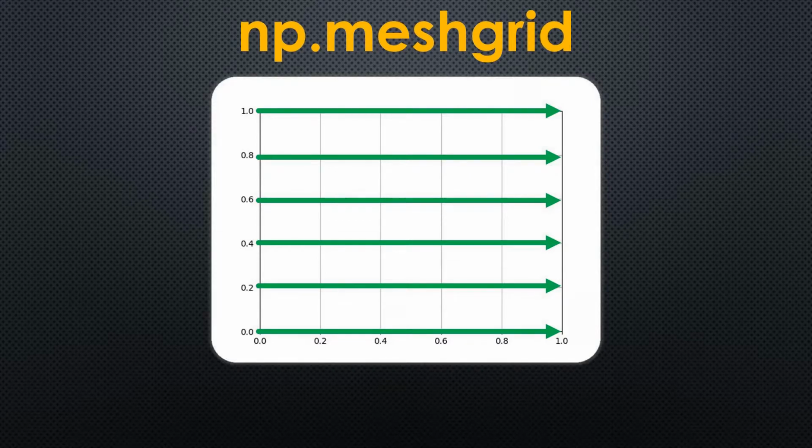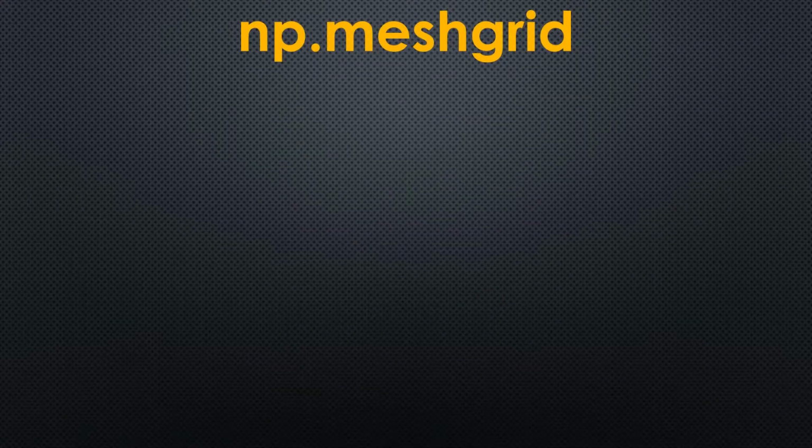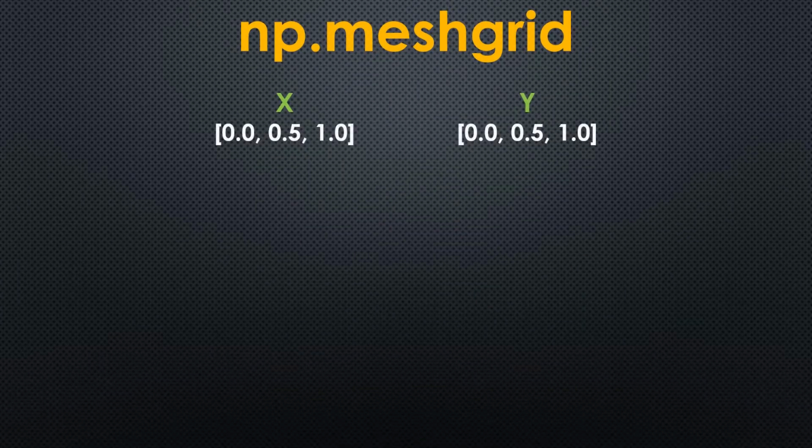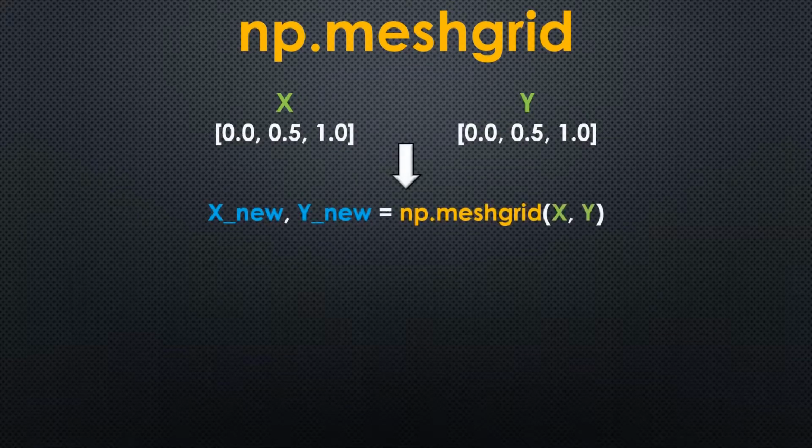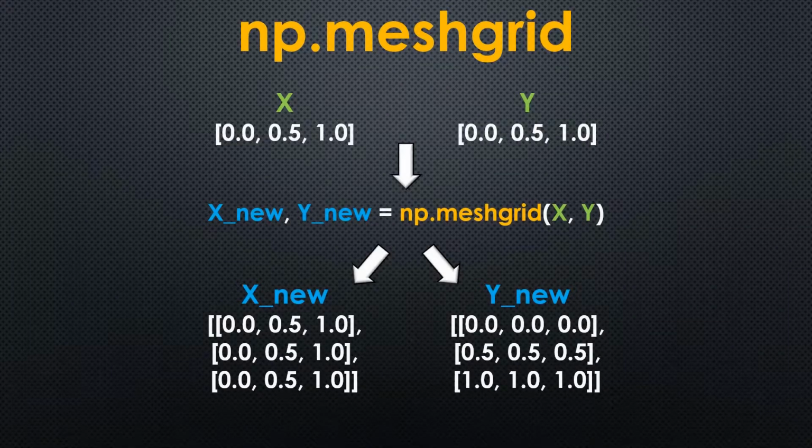Let's look at an example to make things easier to understand. If we have three values on each of the x and y axes, say the values 0, 0.5 and 1, we can mesh these together and produce two new arrays. As you can see, the X array now contains the X coordinates of every point in every row. Similarly, the new Y array contains the Y coordinate of each point in each row.